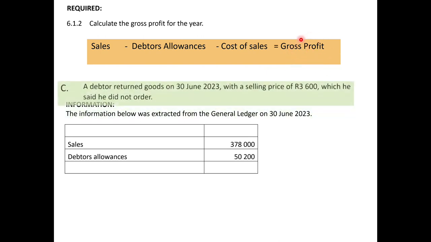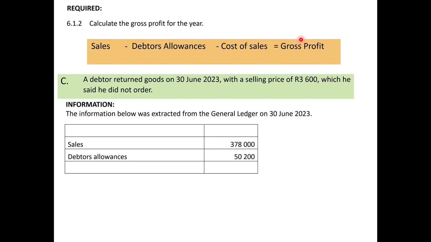We have information of the entries that were not previously recorded, which is C. They said that a debtor returned goods on the 30th of June, on the last day of the financial year, with a selling price of 3,600 Rand, which he said he did not order. So what happens now? We have to only record the debtors' allowances. So this is an extra debtors' allowance. So again, that will be deducted from my sales amount as well.